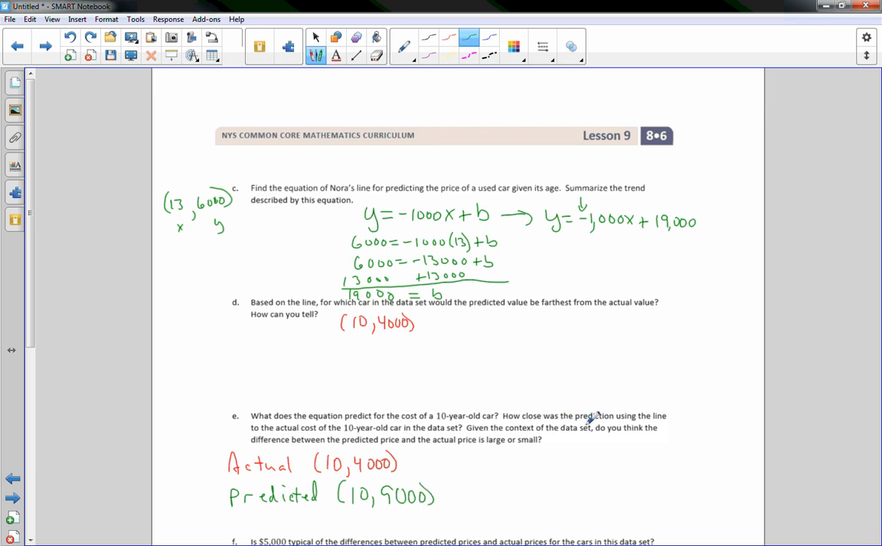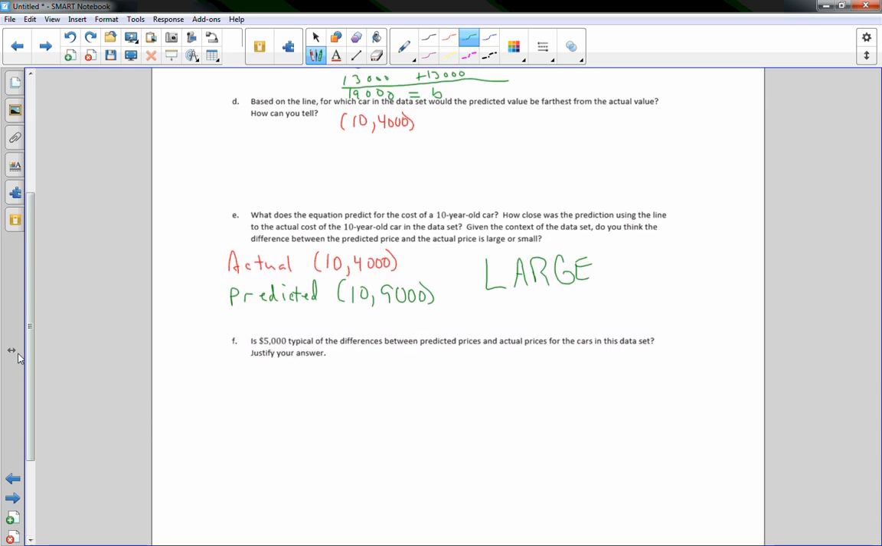Okay. So in the context of the data set, do you think the difference between the predicted price and the actual price is large or small? Well, it's more than double, so it's very large. That is a huge difference. Okay. Predicted is more than double the actual.